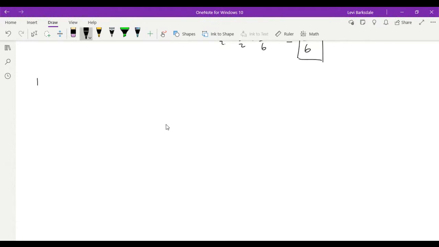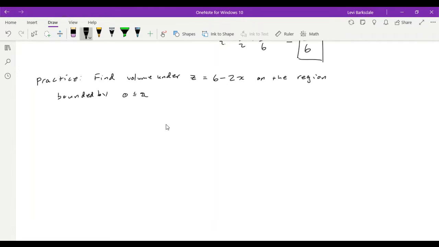Let's see. The practice problem is going to be just: find the volume under the surface z is equal to 6 minus 2x on the region bounded by 0 is less than or equal to x is less than or equal to 2, and 0 is less than or equal to y is less than or equal to 3.